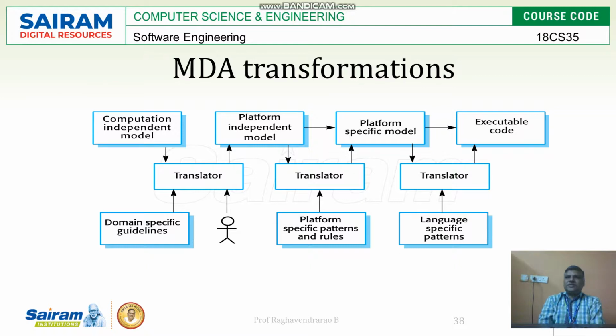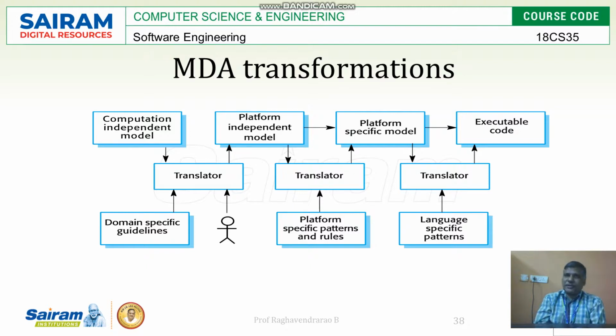Now, how does this transformation take place in the model-driven architecture? You can see that the computation independent model has domain specific guidelines given to the translator. The translator checks against the independent model and executes accordingly, and it translates that information to the platform independent model. The computation model is different from the platform independent model.